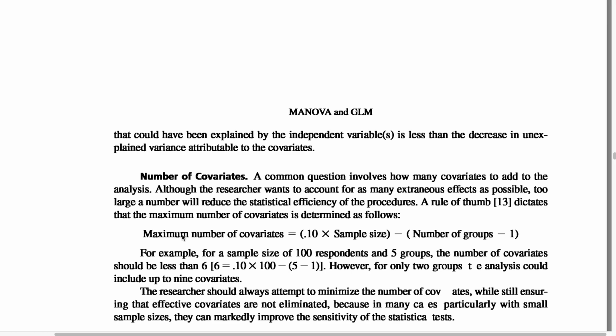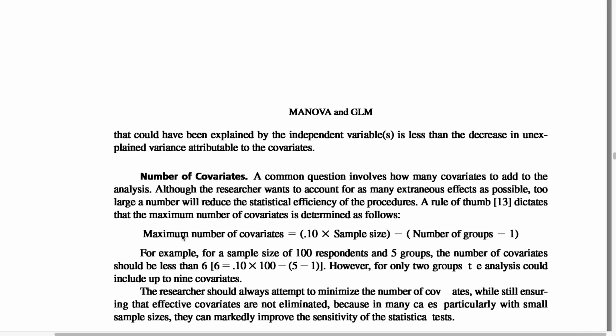attributable to the covariate. Number of covariates. A common question involves how many covariates to add to the analysis. Although the researcher wants to account for many extraneous effects, too large a number of covariates will reduce the statistical efficiency of the procedure.